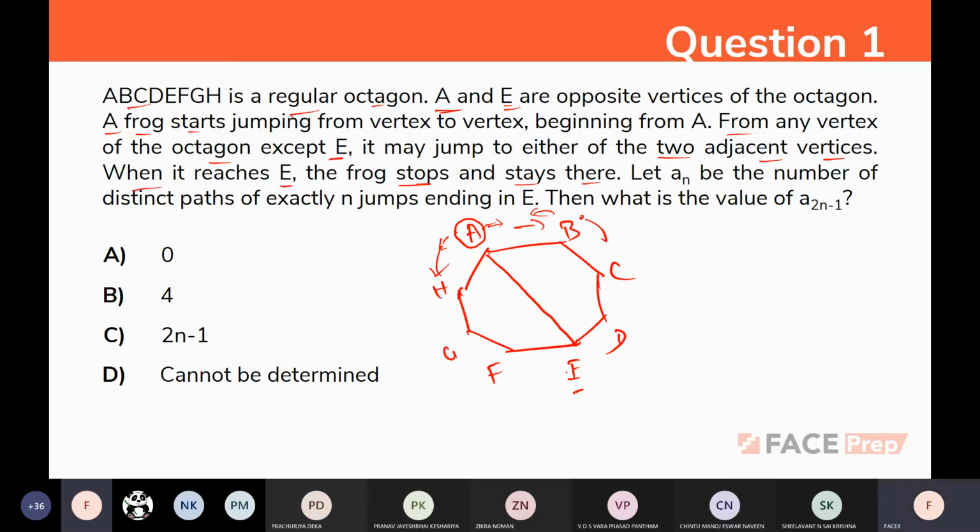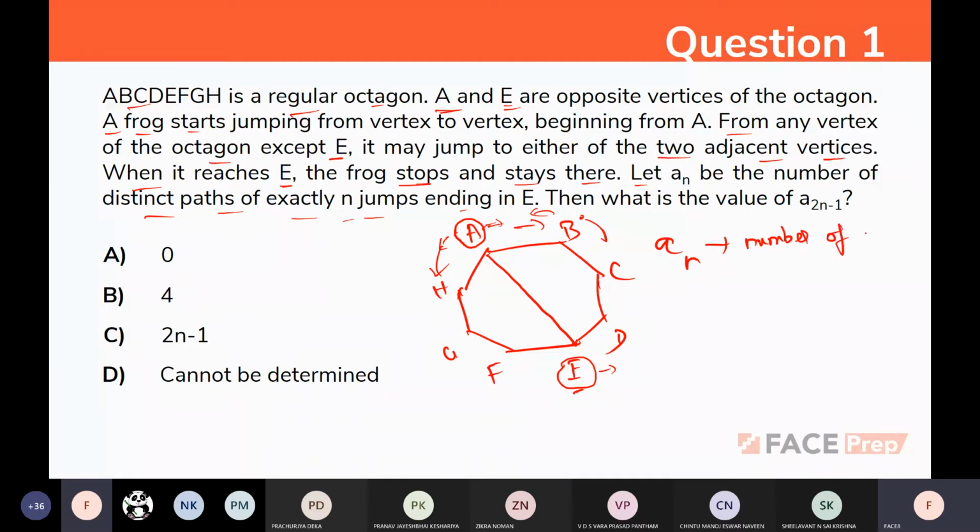It needs to reach E from A. That's the question. So let's see what they've given next. Let n be the number of distinct paths with exactly n jumps ending in E. Which is nothing but the number of paths.